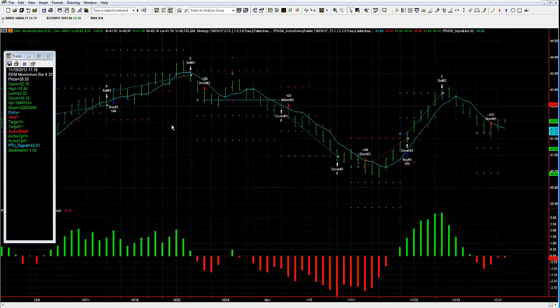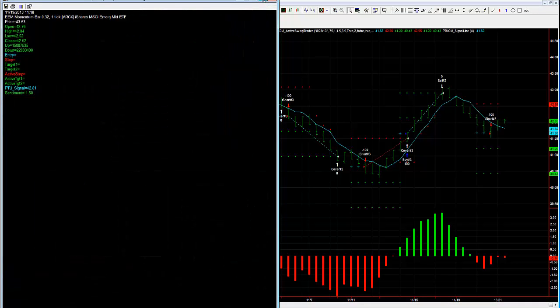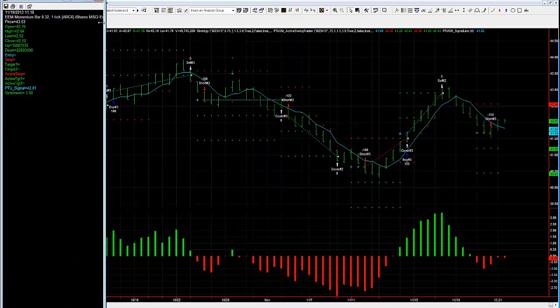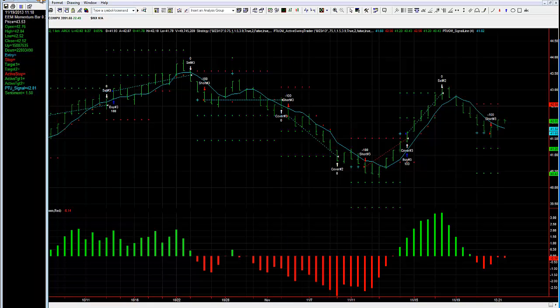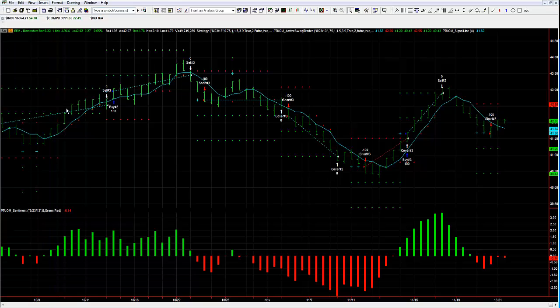EEM is the emerging market ETF. Okay, another great one. You can see the diagonal lines here on the chart. These are identifying all the trades that we have taken. So I can move that data window over a little bit. And you can see that the system has done a great job of identifying a whole series of winning trades.